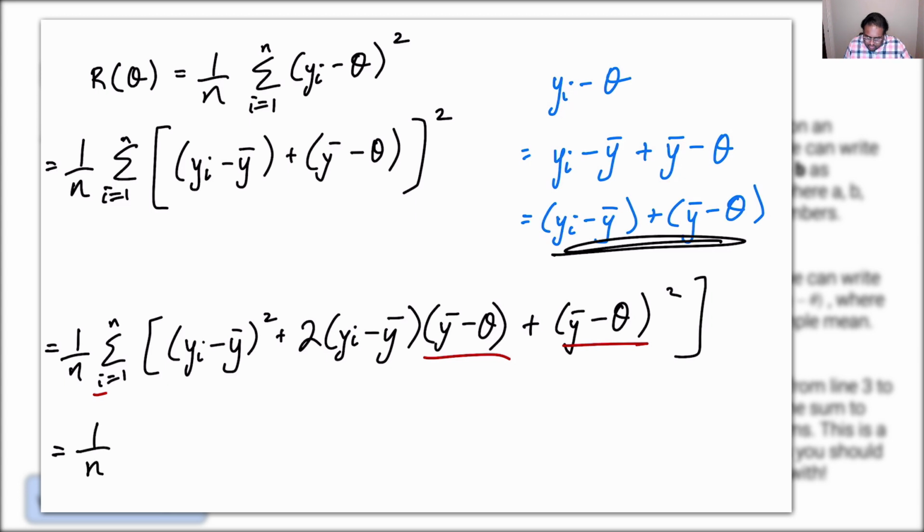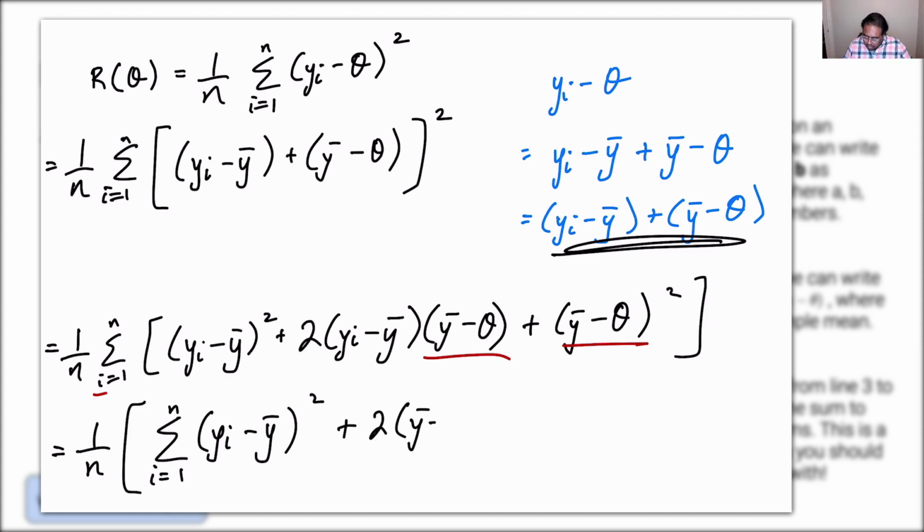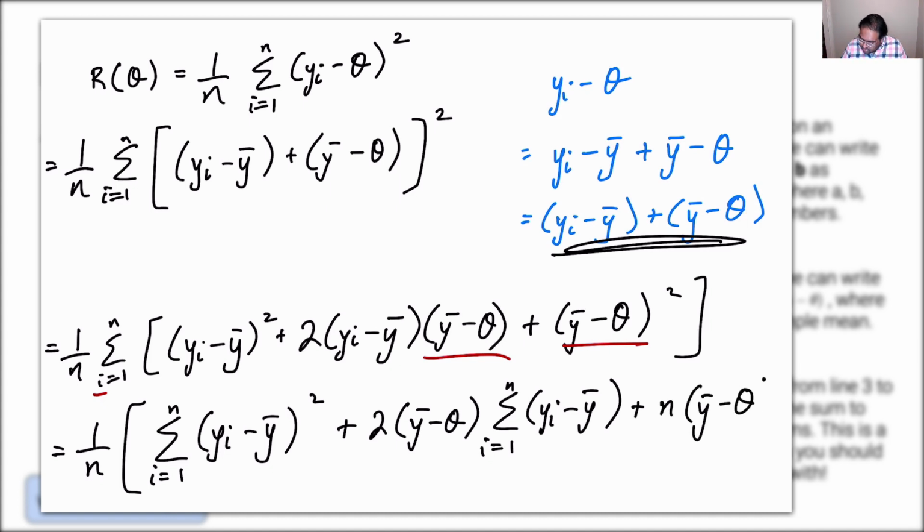So what I can do is rewrite this as 1 over n times the sum of (yi minus y bar) squared. You can see that this looks a lot like the variance, plus 2 times (y bar minus theta) times this sum of (yi minus y bar). And you can see that this is the quantity that we just established to be 0 at the start of this video, plus n times (y bar minus theta) squared. The reason this is n is because, again, this is a constant with respect to i, and so we're just adding it to itself n times.